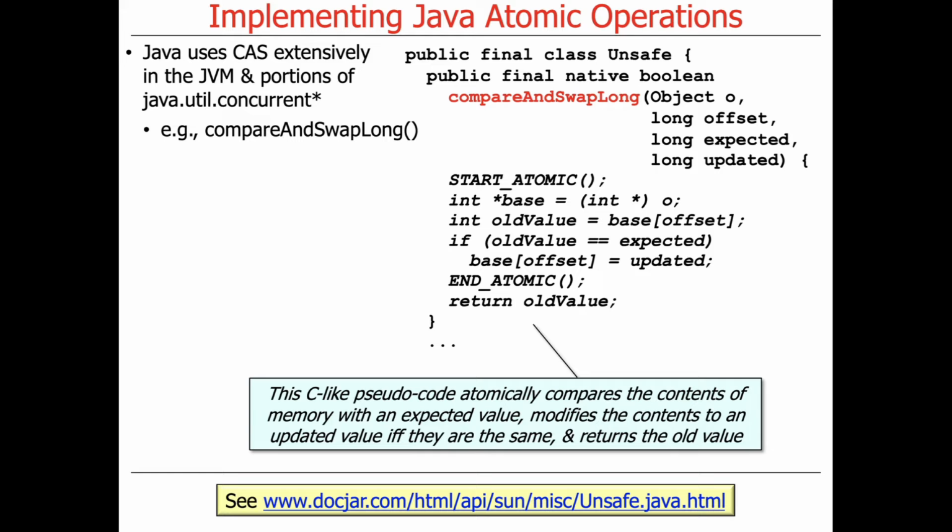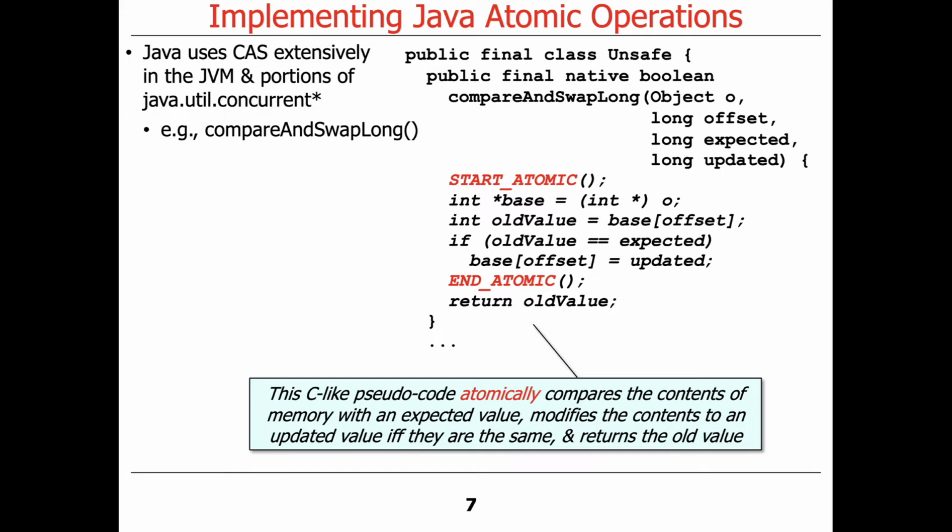This code here is hypothetical. The actual code, as I mentioned before, would typically be implemented by the underlying operating system, but I'm just going to show it to you here. It's C-like pseudocode, which atomically compares the contents of memory with an expected value, modifies the contents to an updated value if they're the same, and returns the old value.